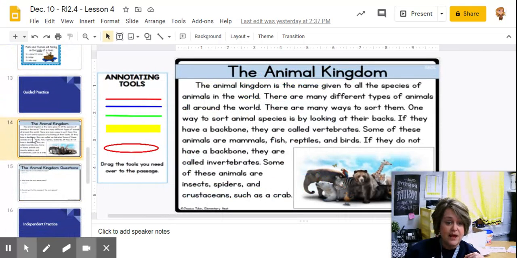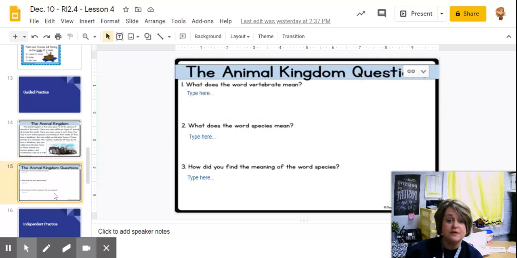Today for guided practice, when we get on live, I'm actually going to read a story with you about the animal kingdom, and we are going to work through some questions. One of them is, what does the word vertebrate mean? And what does the word species mean? So we're going to talk about those and how do we find the meanings of those. Not something that you have to do by yourself. We're going to do that live.